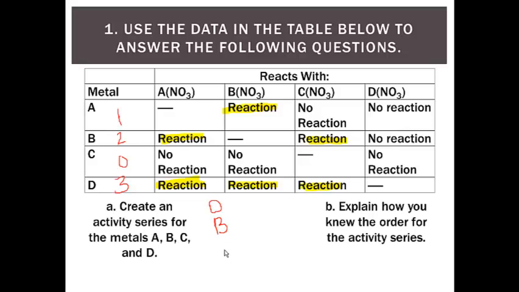Next up comes B. Then we've got A and C. So this has the most reactions. This has the least. So that means that D can react with everything except for a compound containing itself. So that's going to be the most reactive. C does not react with anything, so it's the least reactive.